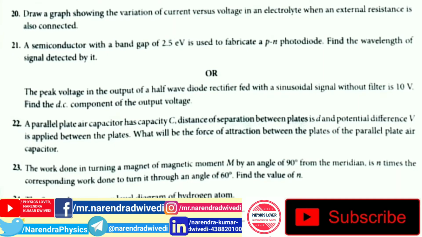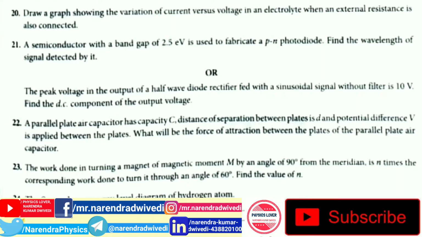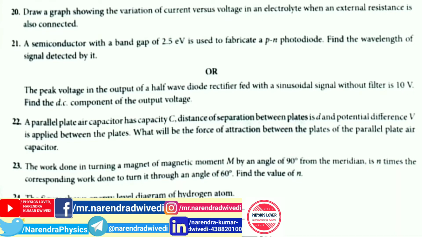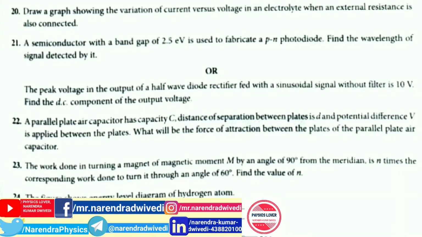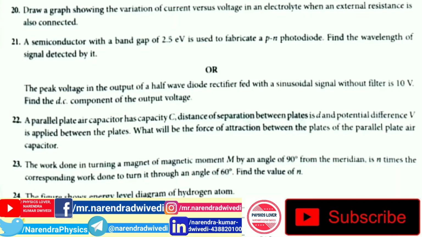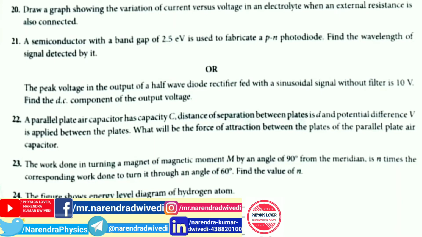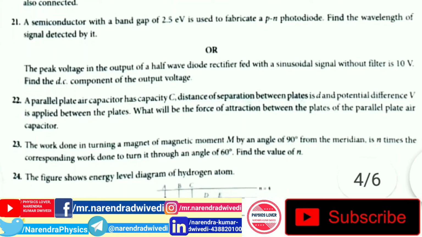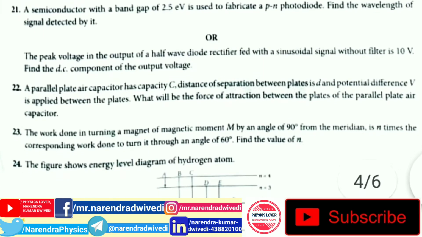Question number 23. The work done in turning a magnet of magnetic moment M by an angle of 90 degree from the meridian is n times the corresponding work done to turn it through an angle of 60 degree.